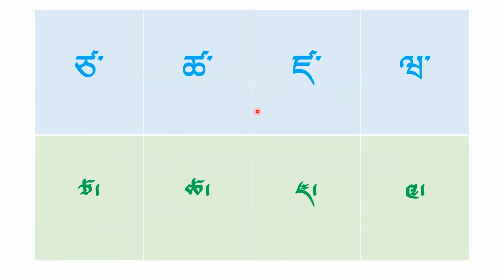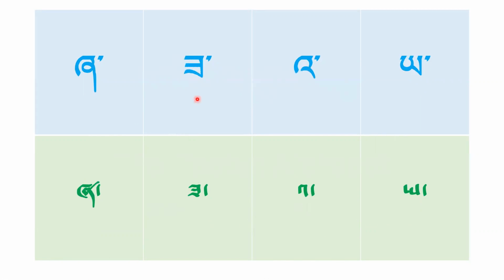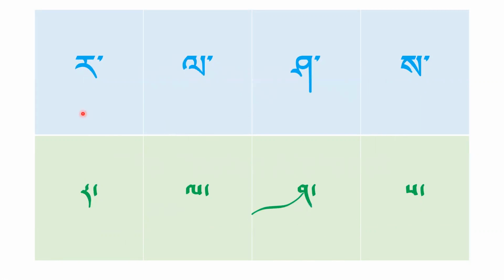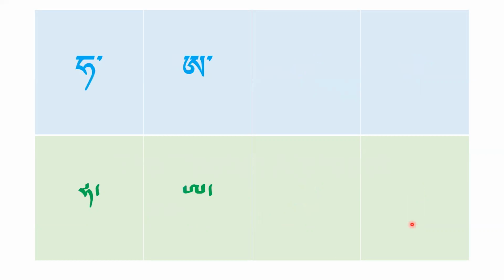Za, ca, za, wa. Sha, sa, ha, ya. Ra, la, sha, sa. Ha, ha. Those are the 30 consonants.